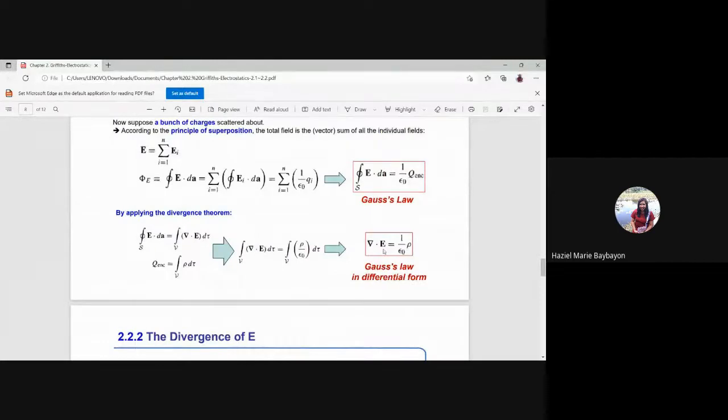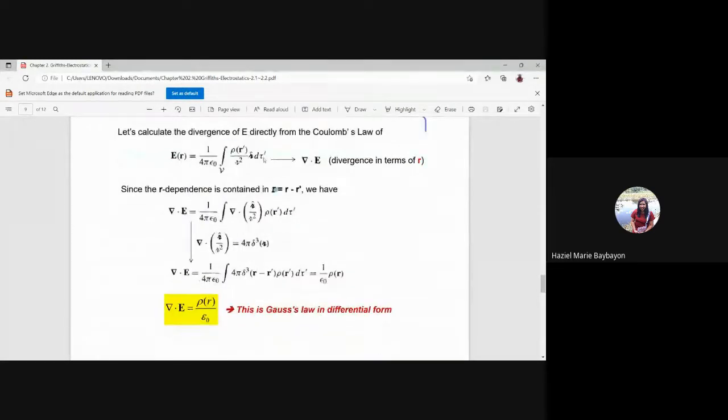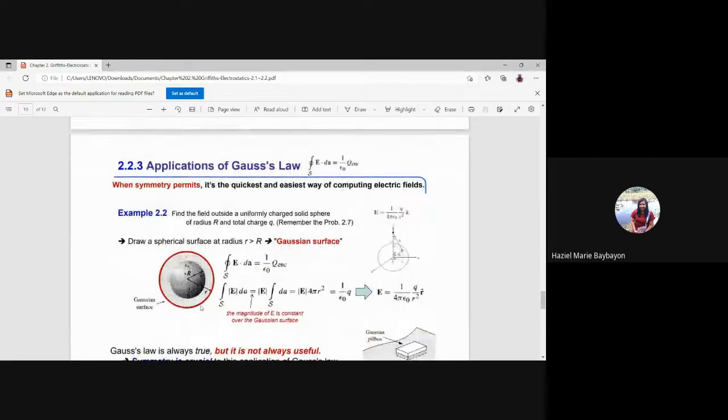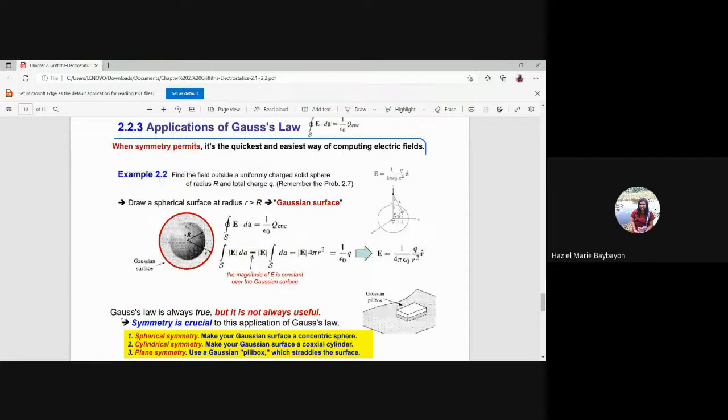Okay. So from the divergence theorem, we have obtained this one. And then from Coulomb's law, we have also obtained this. So Gauss' law in differential form. Okay, so we have here applications of Gauss' law. We have 10 minutes, 11 minutes left. So how can we apply Gauss' law?